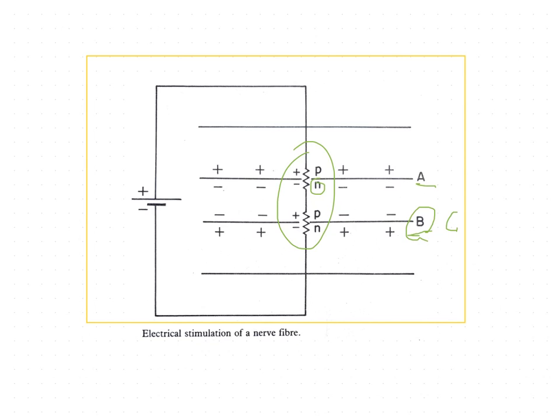Now, the nerve has a property called accommodation. Now we will see that accommodation. What do you mean by accommodation? It means when a constant current flows, the nerve adapts itself by a mechanism.